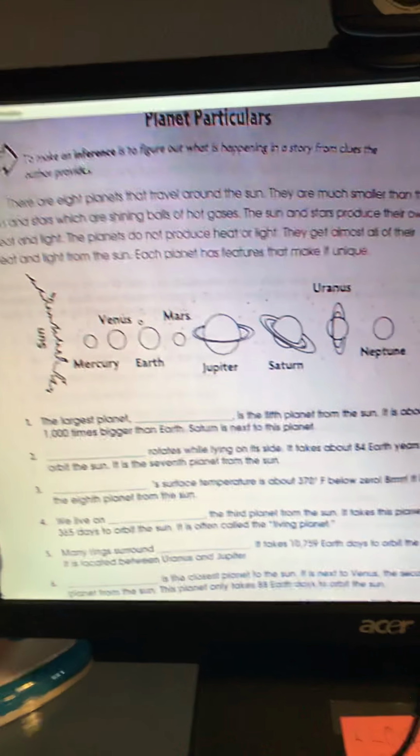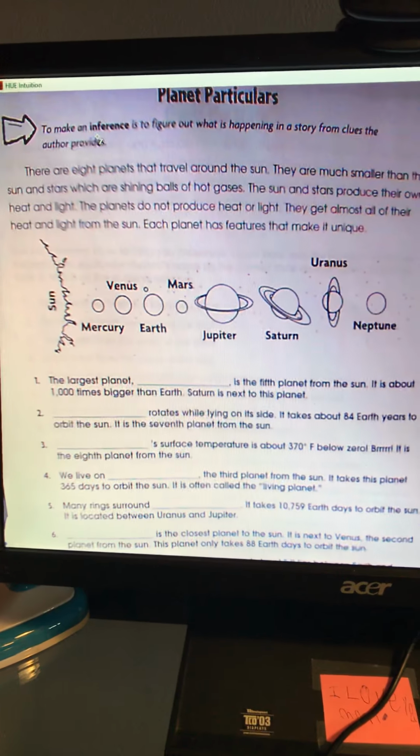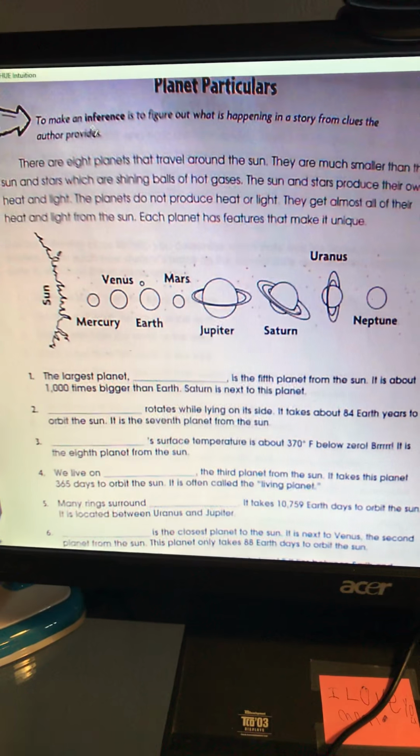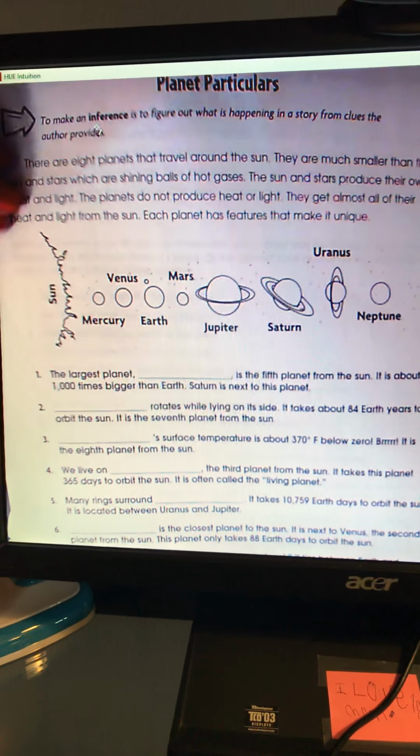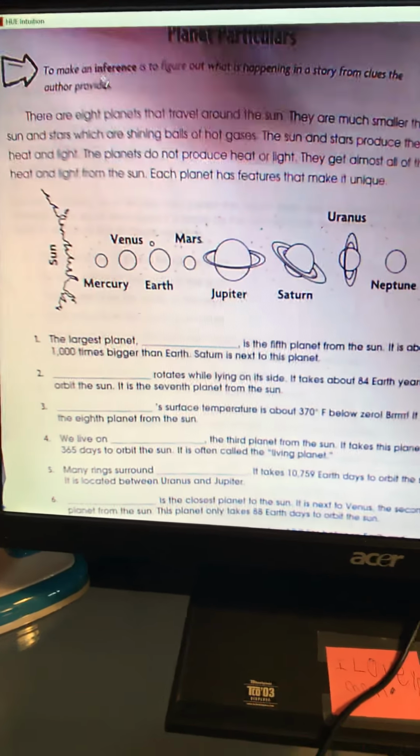The first lesson we will start with is reading. The reading passage for today is called Planet Particulars, and it is talking about inferencing. You have a paragraph to read, and you'll have to study the picture also, the graphic aid.